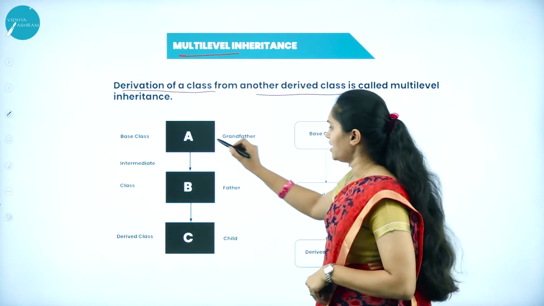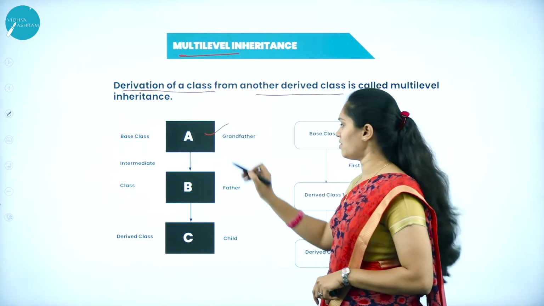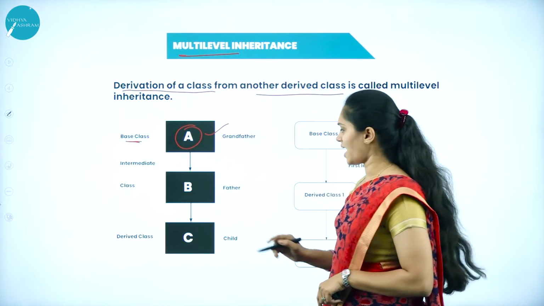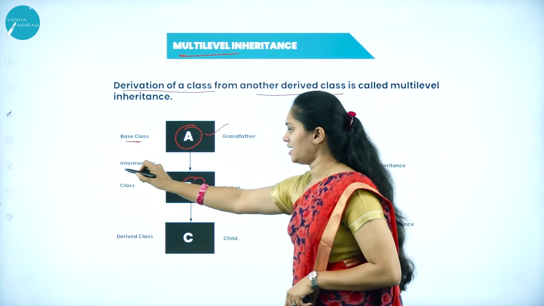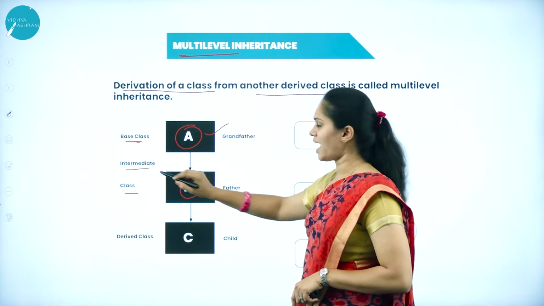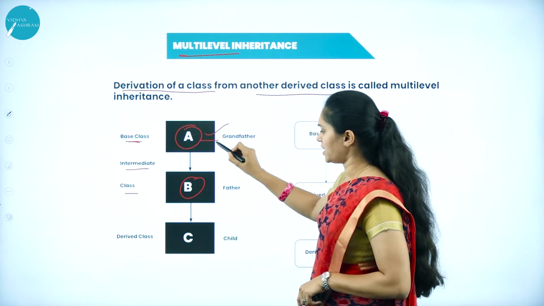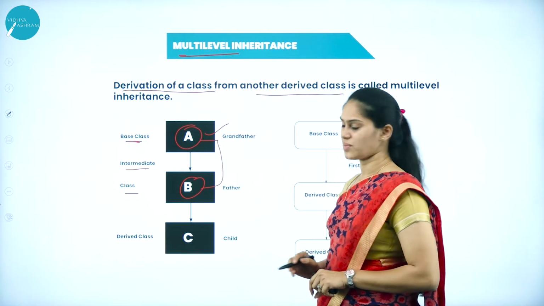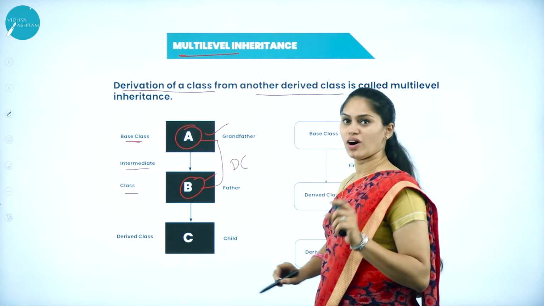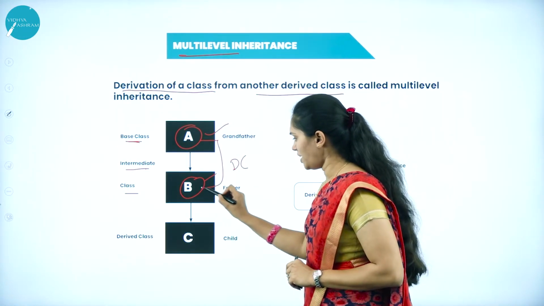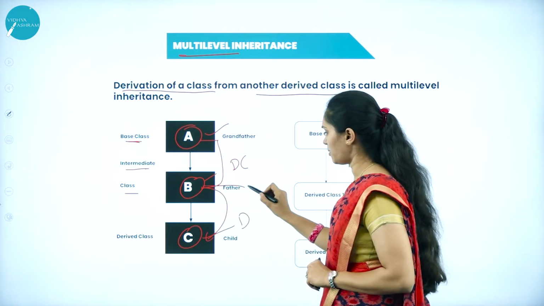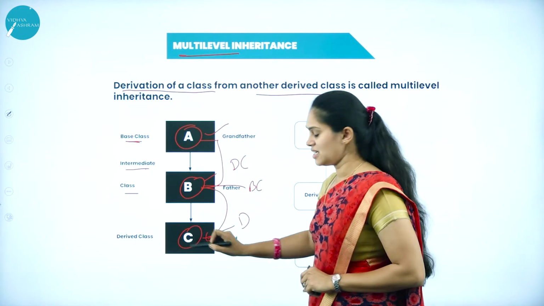If you see here, I have a class called A. That will be the base class, and class B is the intermediate class. This A class becomes the base class for class B, which is the derived class. And I am inheriting the features of B into C. Then C becomes the derived class and B becomes the base class for the class called C.